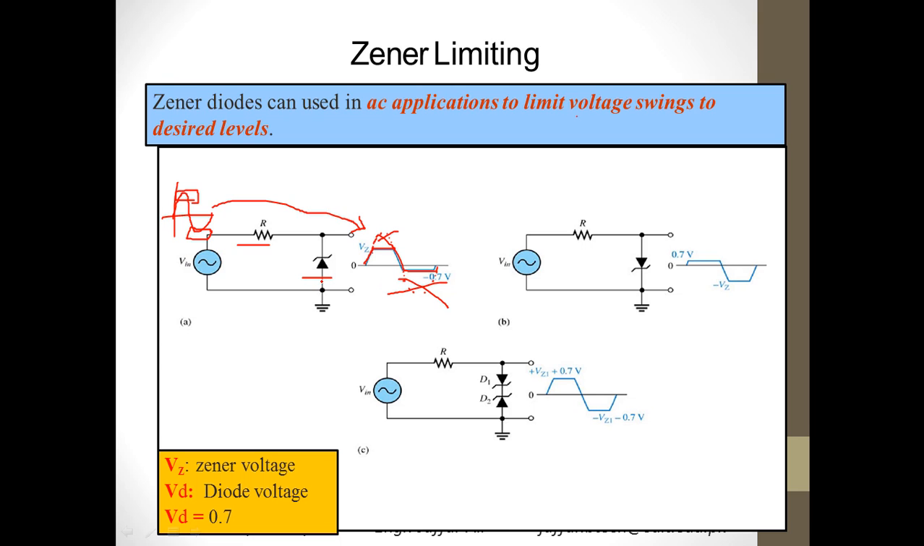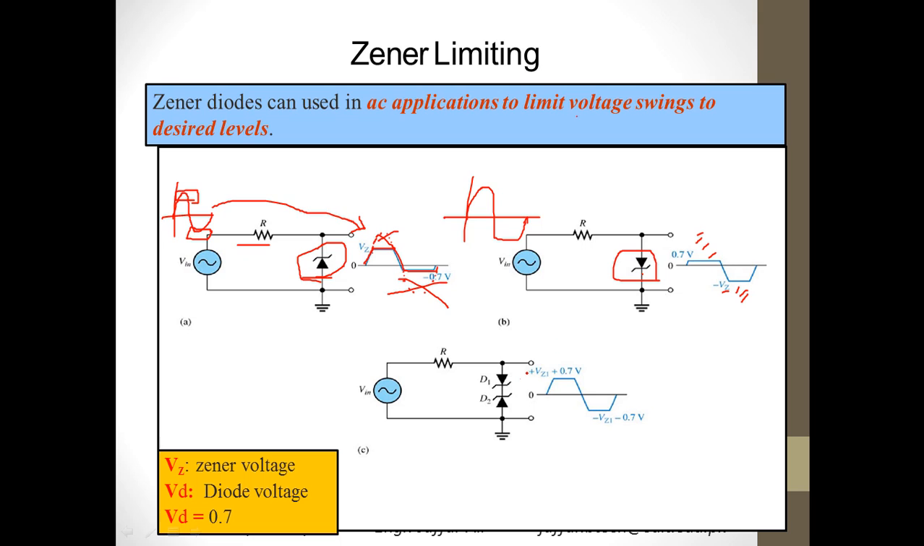Similarly, if you change the direction of this Zener to the reverse direction, you can achieve the result in the opposite direction as well. Let's say you have the same input, and you have just changed the direction of the diode. You actually clipped away this area and this area by just changing the direction of the diode.